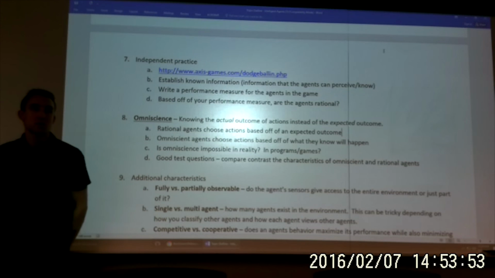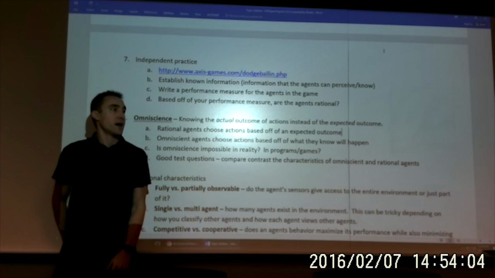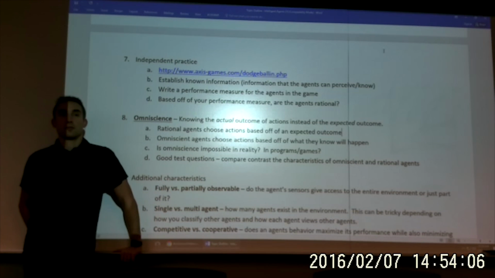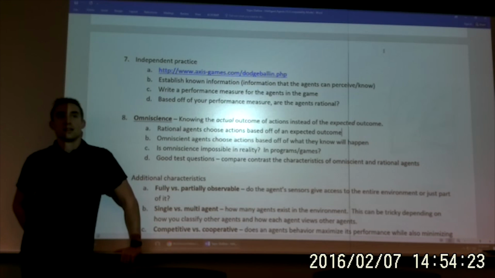Question, is omniscience possible in reality? Do we know for certain the actual outcome of an action instead of the expected outcome? Not unless we have created something that will always do that. Yes. I mean, sort of, like, we flip a coin, we know that it'll land on one of two answers. Okay, you don't know which one's going to be for sure. Do you? Could land on its side. It could land on its side. It could never land.